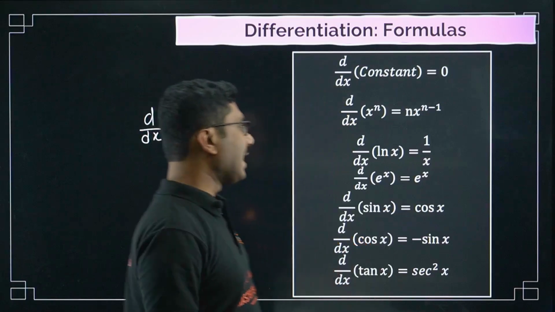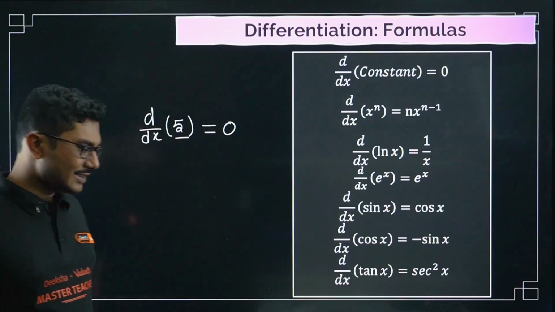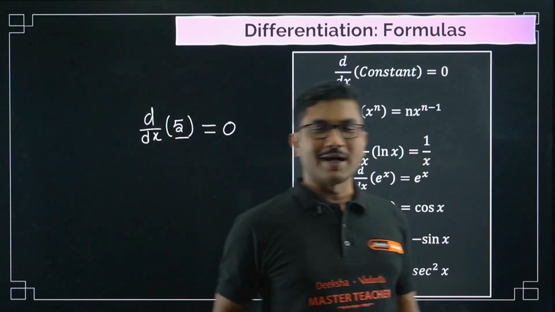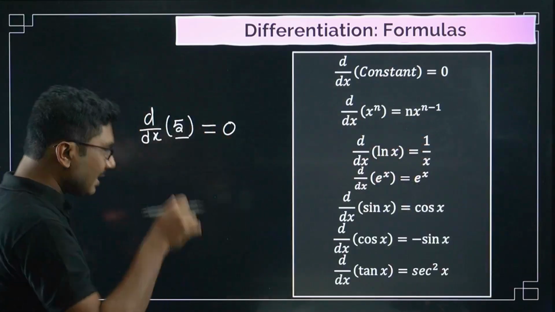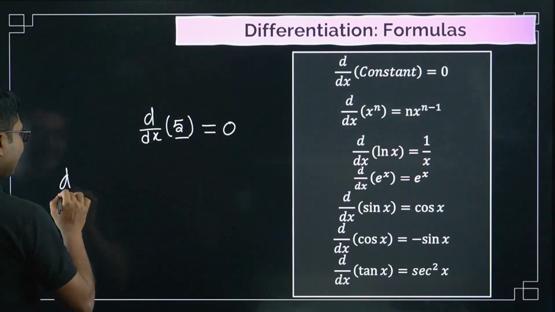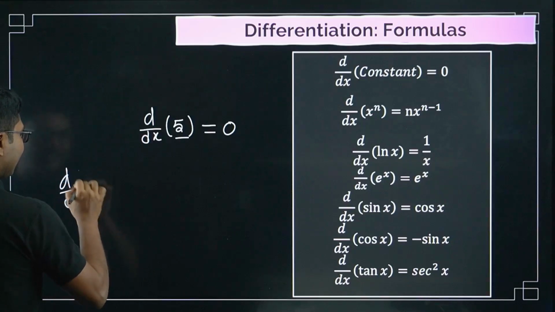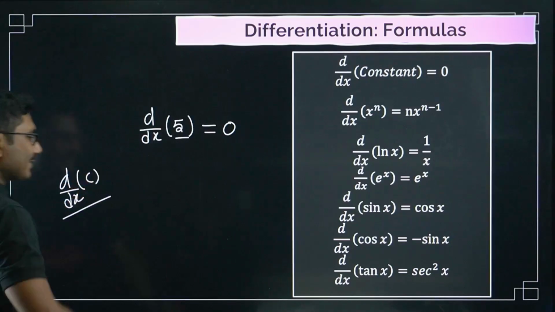We had a teacher in our class, he used to give us marks if you do not correct a problem, so basically you are getting 0. Instead of that, he used to say d by dx of c. How much marks you got? d by dx of c.